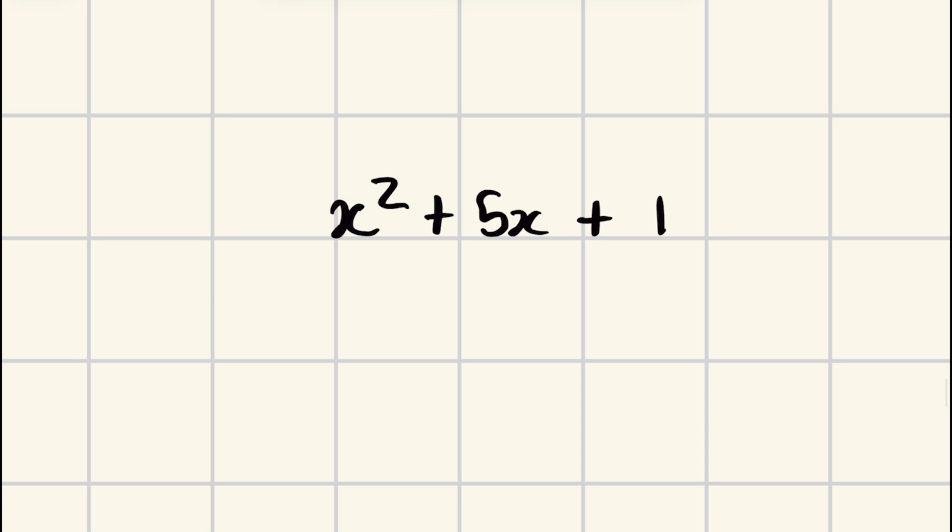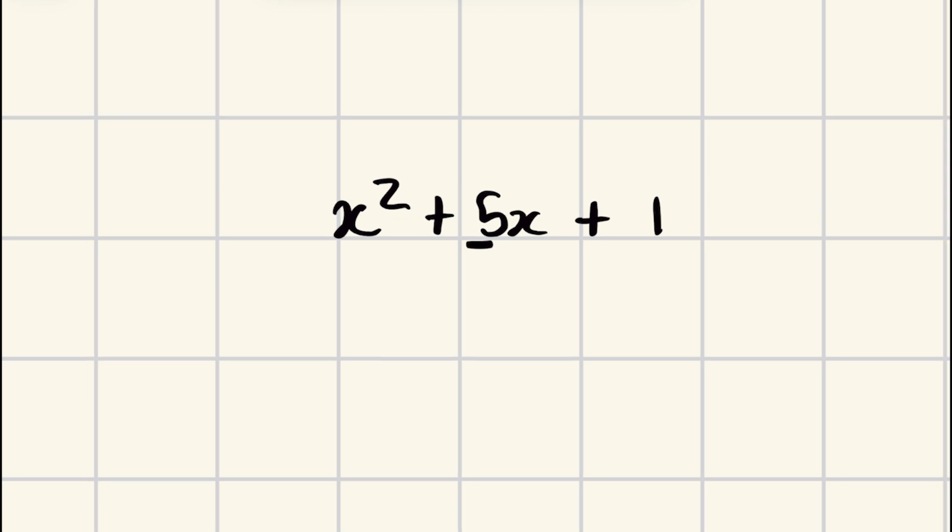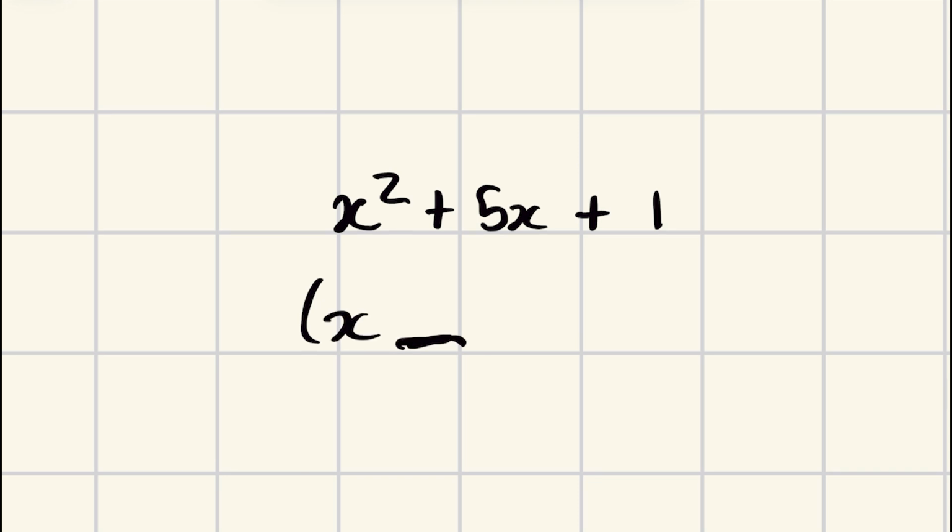Last example, slightly trickier because now we have an odd number in the middle. Why does that make it tricky? Well, you'll see in a second. So we have x, and now this number here is always half of the middle number. So what's half of 5? It's 5 on 2.